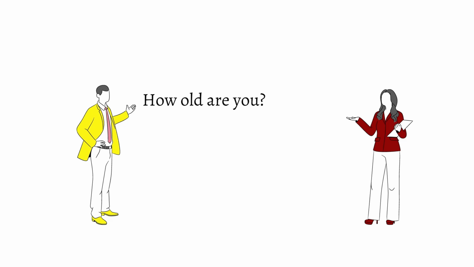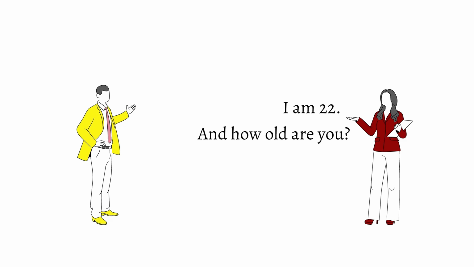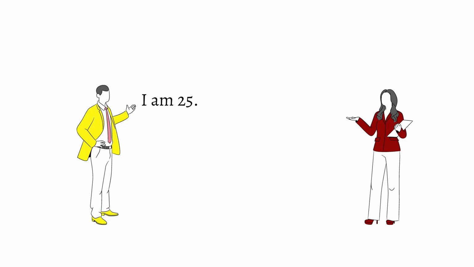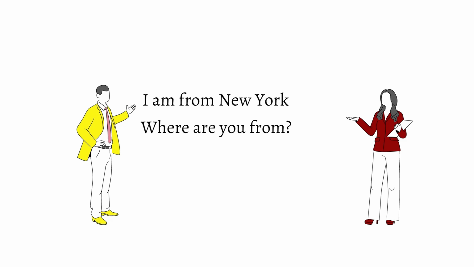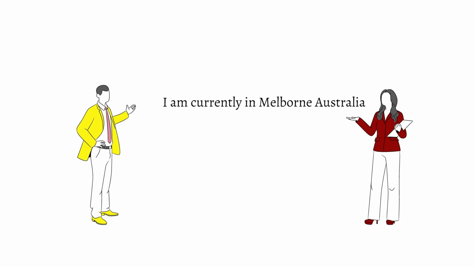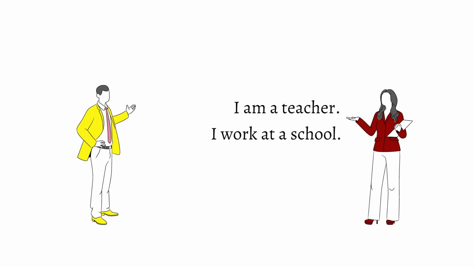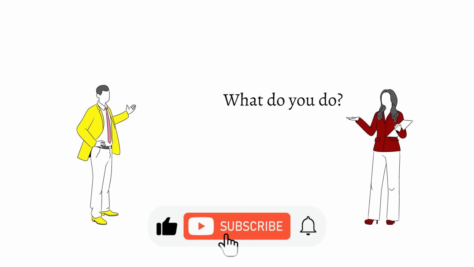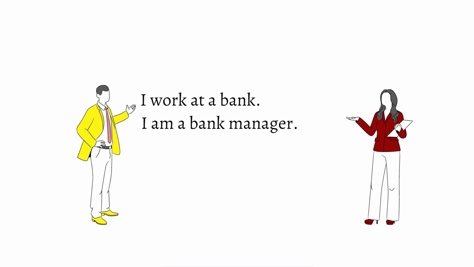"How old are you?" "I'm 22. And how old are you?" "I am 25. Where do you live?" "I'm from New York. Where are you from?" She says, "I'm currently in Melbourne, Australia." "What do you do?" "I am a teacher. I work at a school." "What do you do?" "I work at a bank. I am a bank manager."